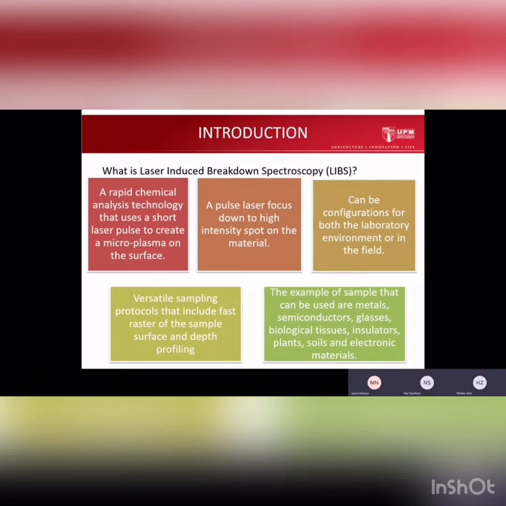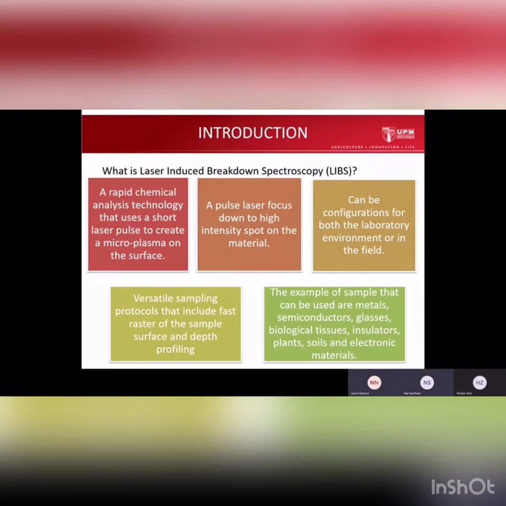So can you guys imagine how LIBS is structured? LIBS can be configured for both the laboratory environment and in the field. It has a versatile sampling protocol that includes fast raster of the sample surface and depth profiling. For LIBS, the sample can be a metal, semiconductor, glass, biological material, insulator, plants, soil and electronic materials. So do you guys get it?